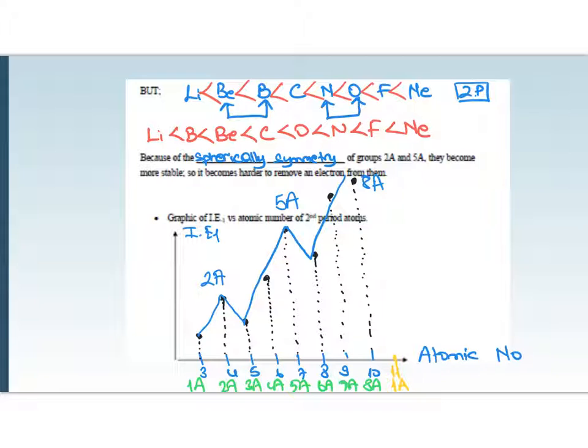When you go down a group, the ionization energy decreases. So if you continue this graphic, it's going to go really downwards here, to a lower ionization energy than this first one.